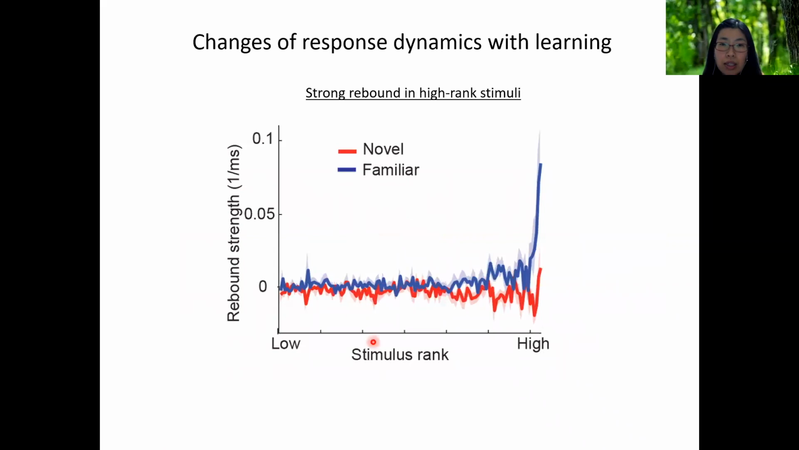This is a summary across the different stimuli. For the familiar and novel stimuli, the rebound strength shows a different tendency. For the novel stimuli, more or less across all the different stimuli, there was no rebound, while for the familiar stimuli, there was a rebound, especially for the stimuli eliciting a high response.